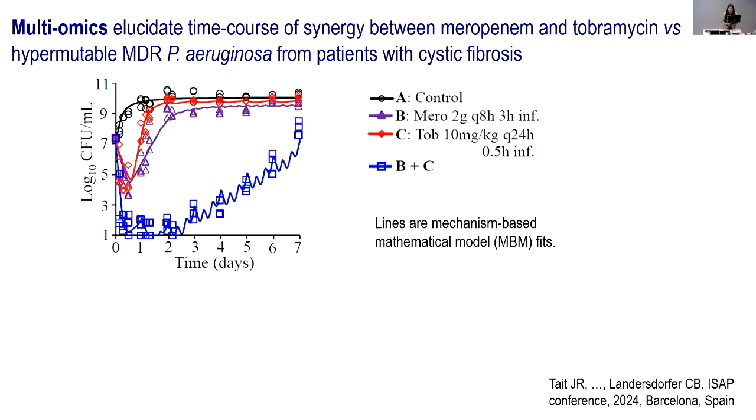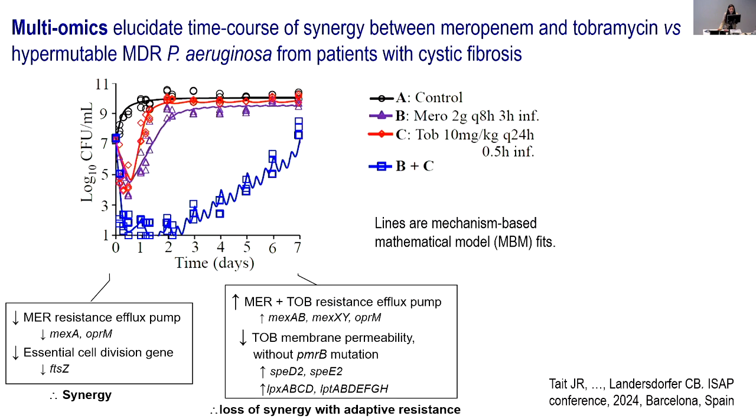So here is a small subset of the data. We can see the log10 colony forming units per mL on the y-axis over time. The symbols are the observed data. In black, we've got a growth control. In purple, we've got meropenem monotherapy given every 8 hours. And in red, tobramycin. We can see both of these monotherapies provided initial bacterial killing, but followed by rapid regrowth and resistance emergence. However, when we combine both, in the blue symbols, we can see initially synergy.